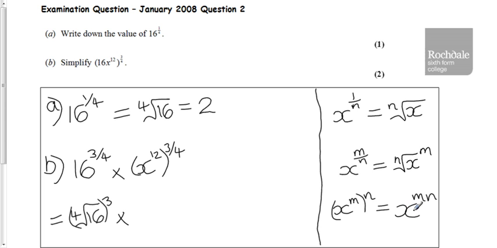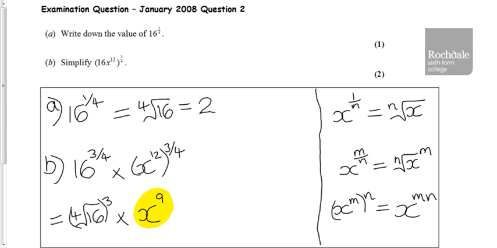The base is the x. Here we have x to the power 12 to the power 3/4. So we need to multiply together 12 and 3/4. So 3/4 of 12, or 12 lots of 3/4, is 9. So that's that bit dealt with. In fact, from the mark scheme, we see that the first of the 2 marks is for seeing this, x to the power of 9.